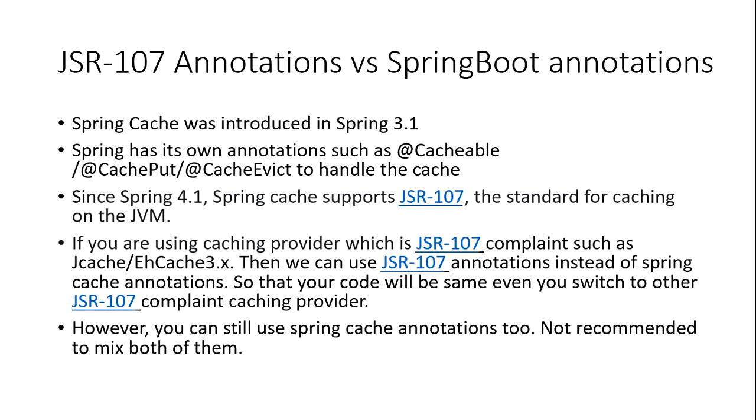However, even though you are using a JSR 107 compliant caching provider, you can still make use of Spring's caching annotations also. There is no harm. You can use either one, but the recommended one is to use the JSR 107 annotations. But you are not supposed to mix both of them. Either you should use JSR 107 caching annotations or Spring's provided caching annotations, right?